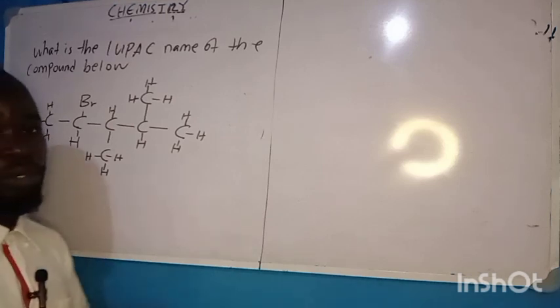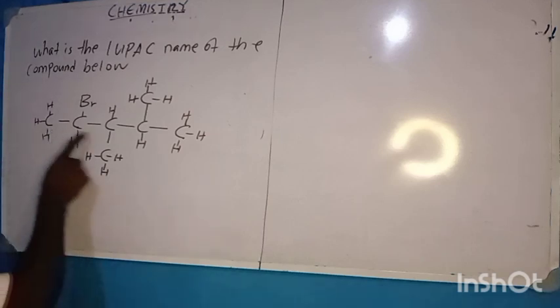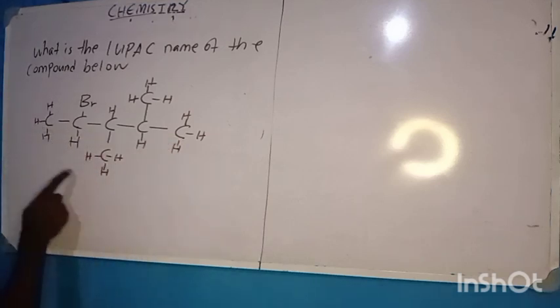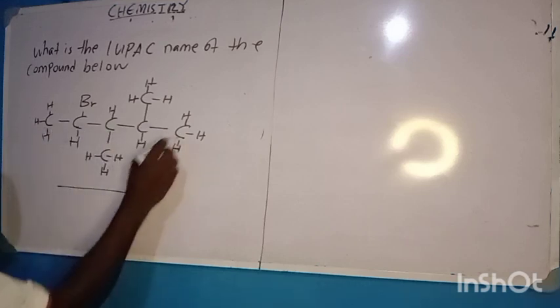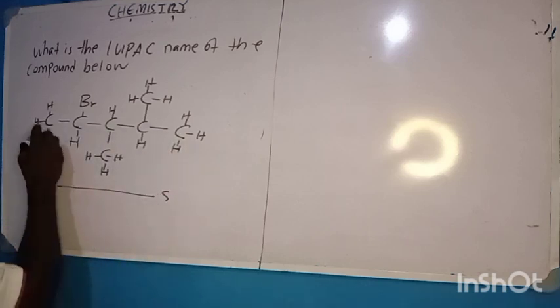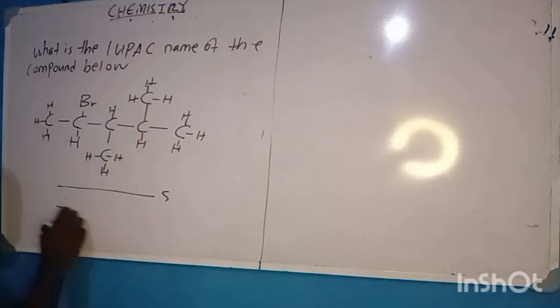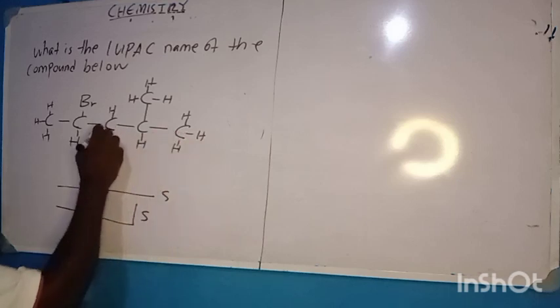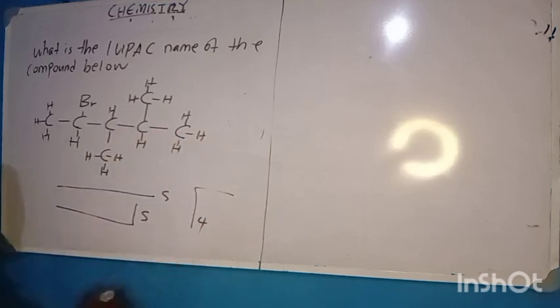The first thing you have to do is to locate the longest chain, right? So locating the longest chain here, let's count the number of carbon atoms. Going straight here, we have 1, 2, 3, 4, 5. We have 5 carbon atoms. And this branch, 1, 2, 3, 4, 5. That is, by considering upward like this, you still have 5 carbon atoms. Considering this side, we have 1, 2, 3, 4. This is 4 carbon atoms.